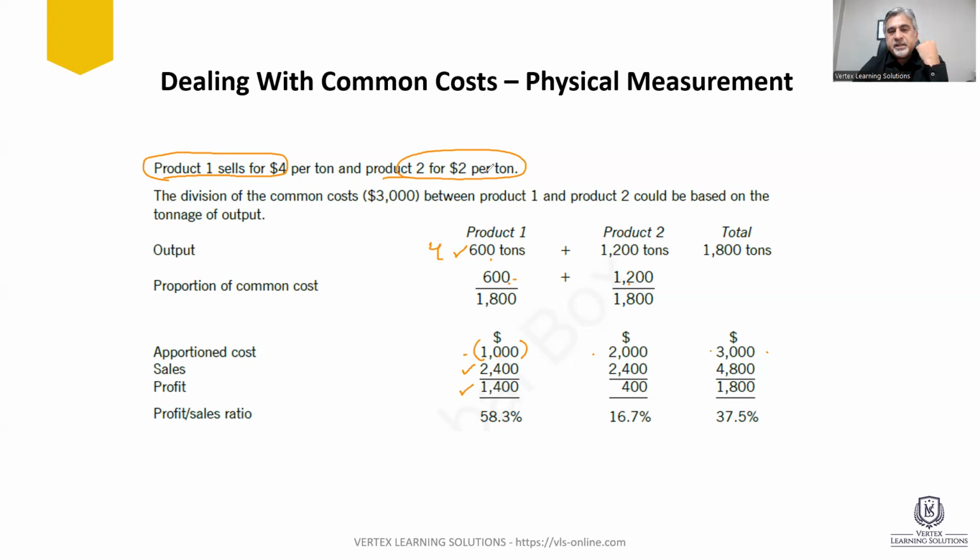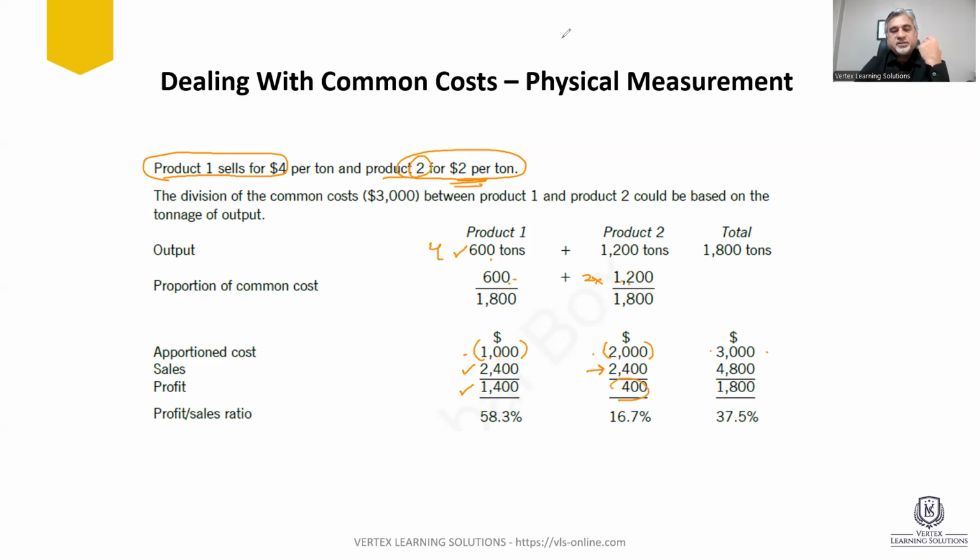For product B, the selling price of product two is $2 per ton. So 1,200 tons multiplied by $2, your total sales will be 2,400. So cost goes as 2,000. Selling price is 2,400 because 1,200 tons times 2, and your profit is 400.